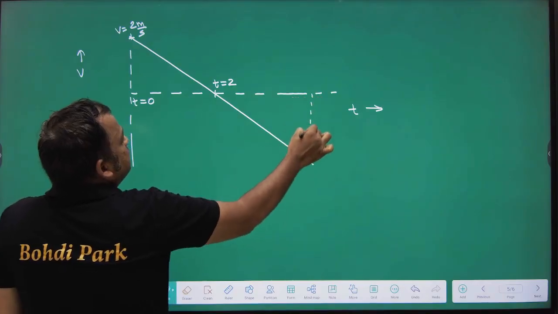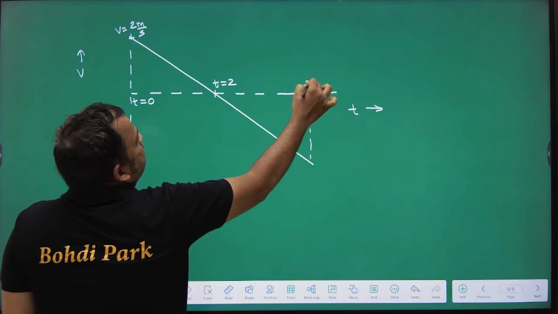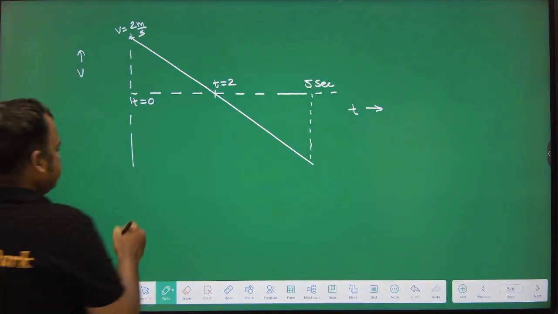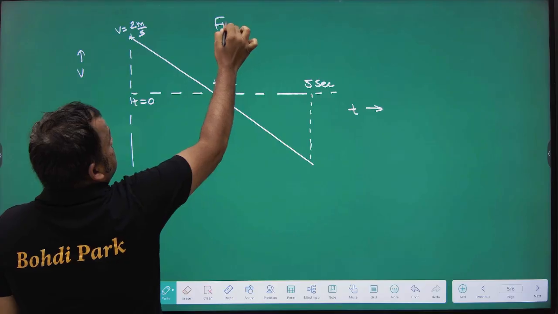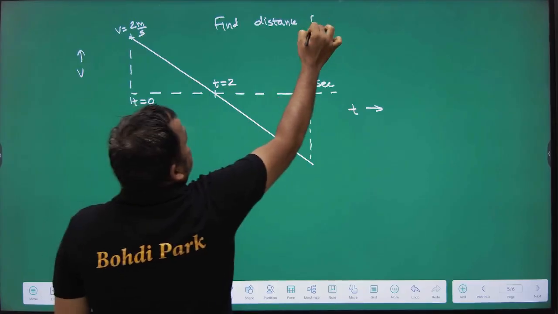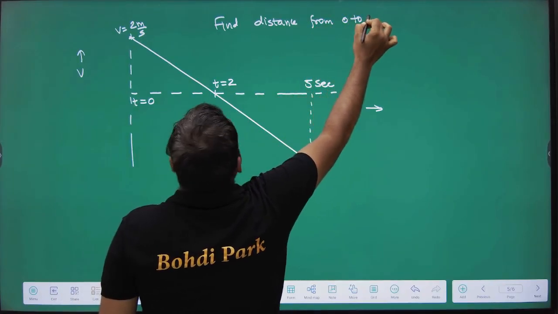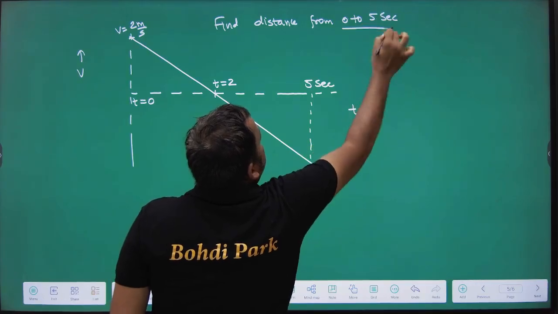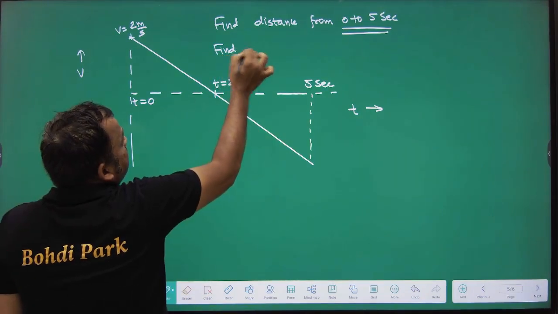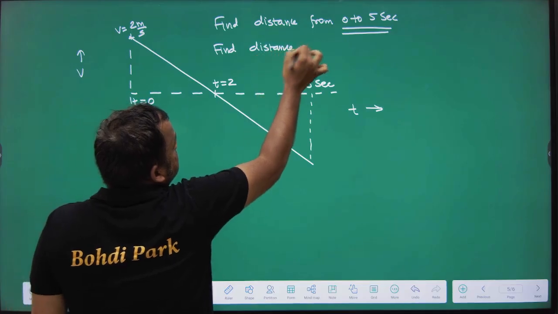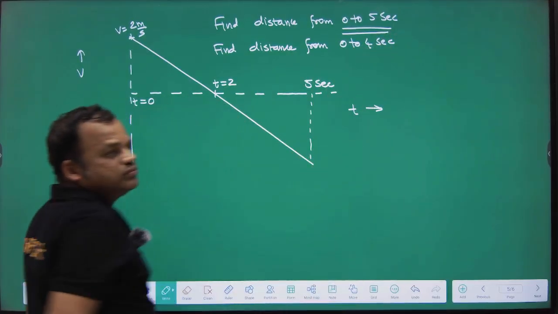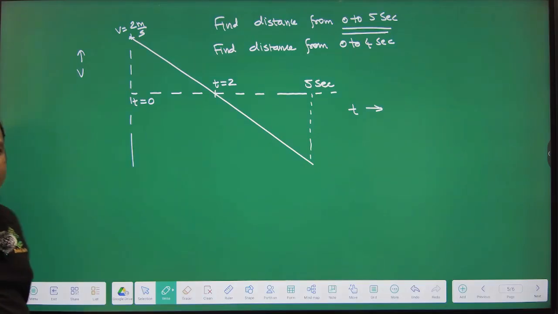So here the time is given as 5 second. Question is find distance from 0 to 5 second. And second question, find distance from 0 to 4 seconds. Let's solve these two questions.